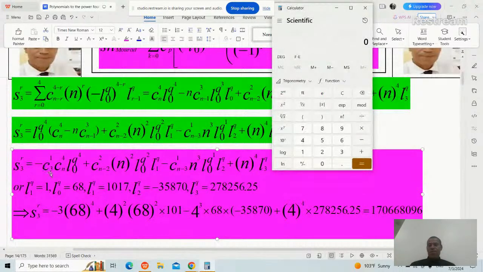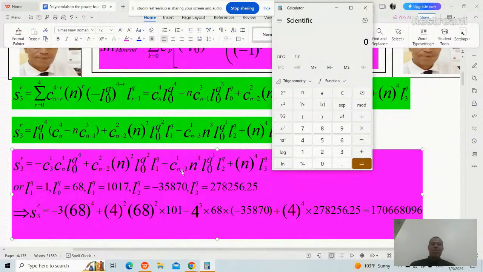Negative combination 3 choose 1 means negative 3. This one, combination 4 choose 4, is 1, no need to write it. Just multiply by L0 for q raised to the power 4 plus 4 squared, because n is 4. Combination n minus 2 is 4 minus 2, which is 2. Choose 2, so no need to write, it is 1. The value of these combinations are always equal to 1.